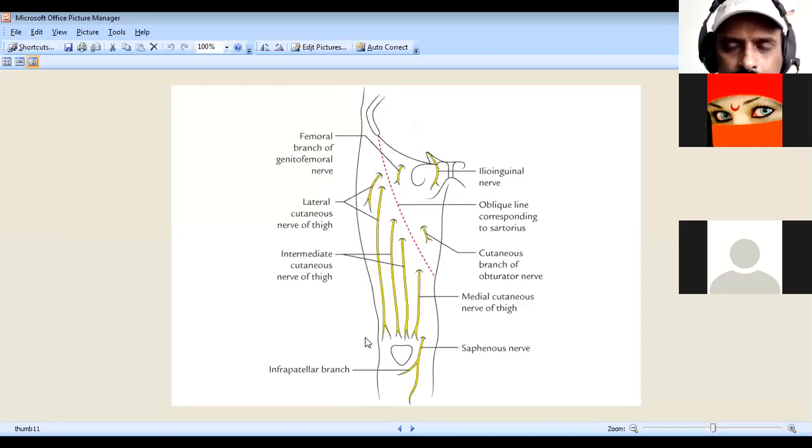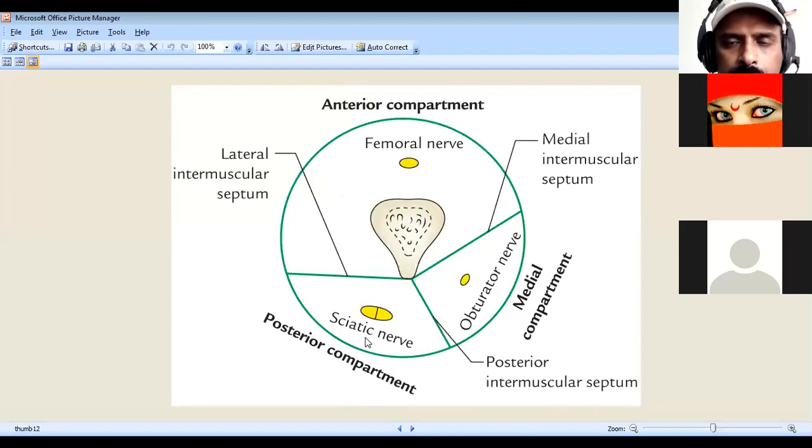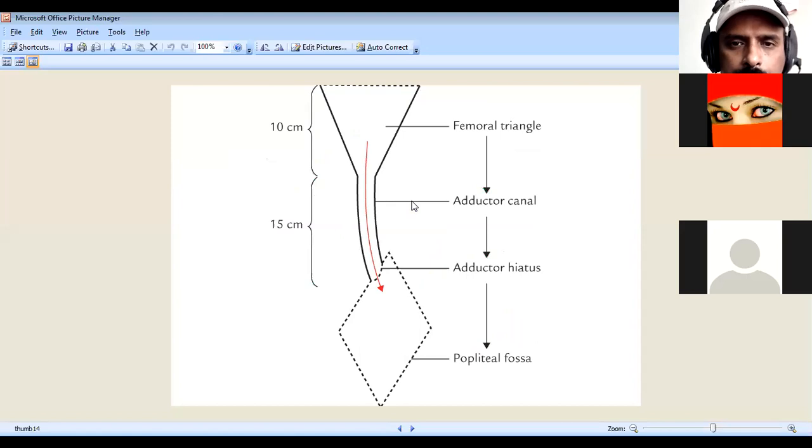Cutaneous nerves are not commonly asked, but you have to know the 7 cutaneous nerves. Then the compartments, the deeper extension of the thigh region. The thigh is divided into the anterior compartment, supplied by the femoral nerve, the posterior compartment at the back of the thigh, supplied by the sciatic nerve, and the medial compartment, supplied by the obturator nerve. You should know the muscles present in the anterior, posterior and medial compartments. That you have to remember.